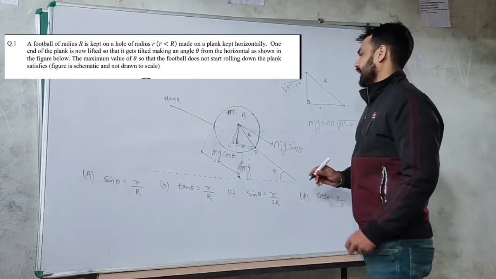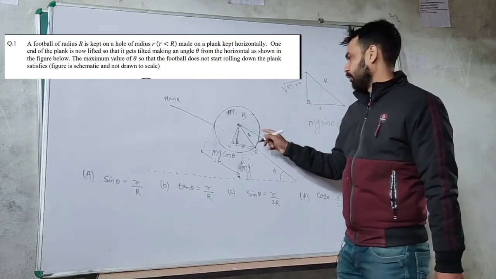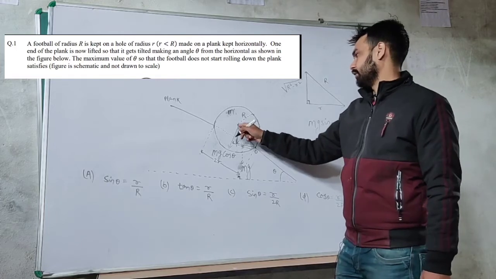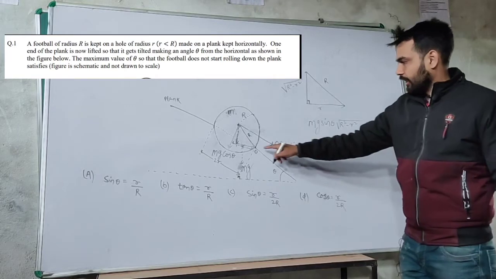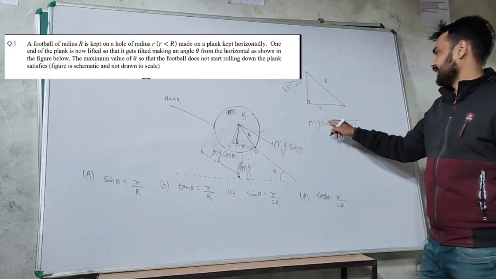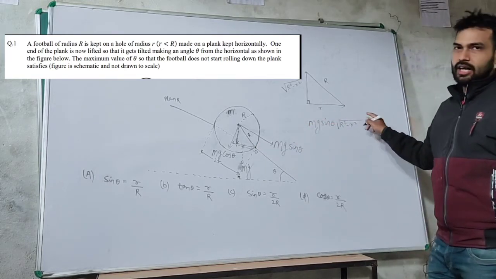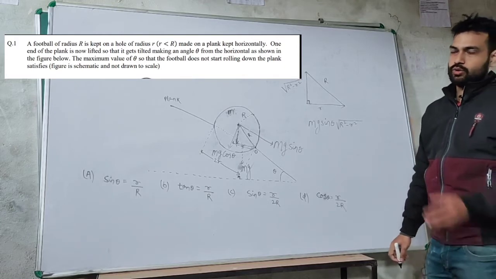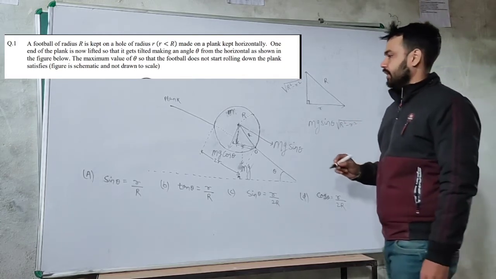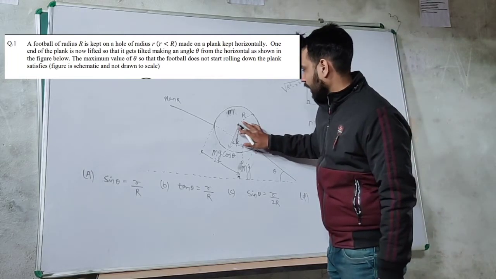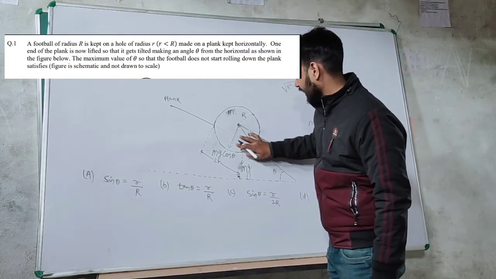Now the total value of torque that this mg sin theta is producing at the point O is mg sin theta into root under capital R square minus small r square. Now I must delete this portion again.